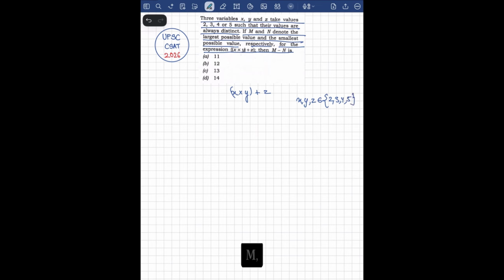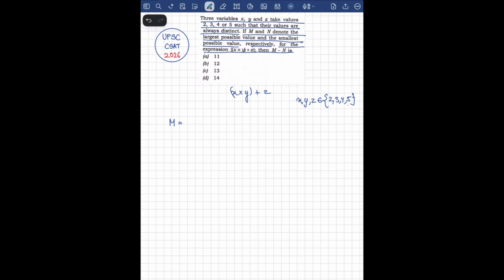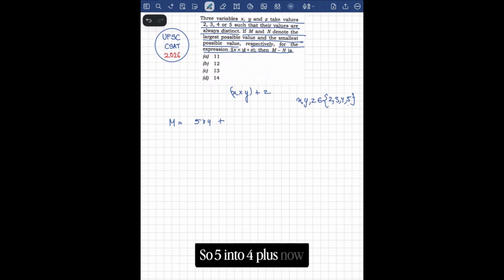Now we'll find the value m, which is the maximum value of the expression. So for the maximum value, we'll put the largest numbers in the product and then add the larger remaining number. So the largest two numbers are 5 and 4. So 5 into 4 plus, now we'll add the larger remaining number, which is 3. So this gives us 20 plus 3, which is equal to 23.